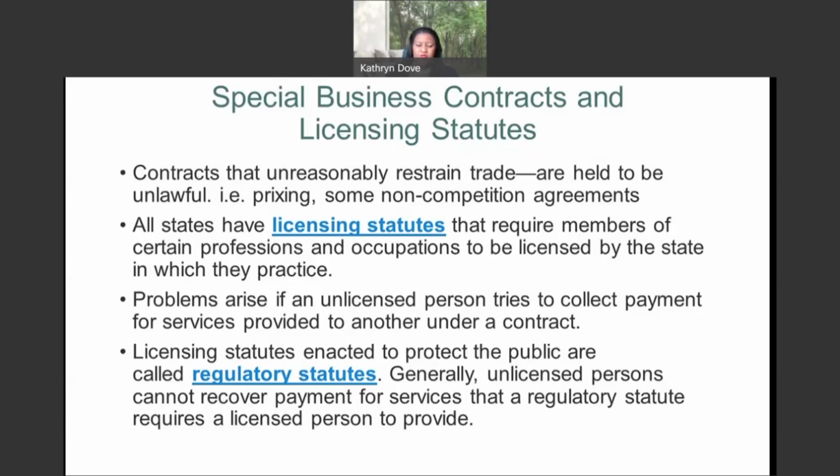So under certain circumstances, a business license is required if you intend to get paid for the work that you provide, your personal services. Licensing statutes are enacted to protect the public. They're regulatory statutes. Again, unlicensed persons generally cannot recover payment for services that a regulatory statute requires a licensed person to provide.